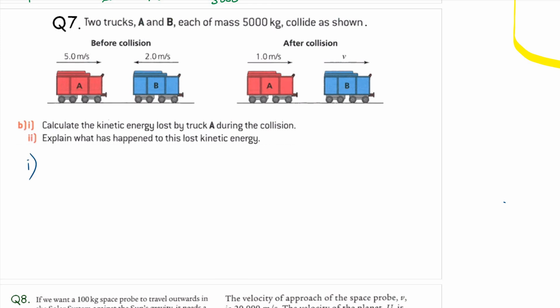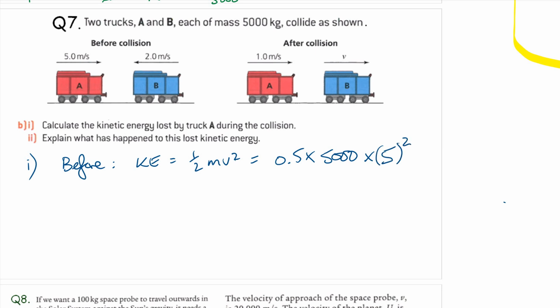B part 1. Calculate the kinetic energy lost by truck A during the collision. Before the collision, the kinetic energy equals a half mv squared, and that equals 0.5 times its mass, which was 5,000, multiplied by 5 squared. And that gives us a value of 62,500 joules, which is the unit for kinetic energy.